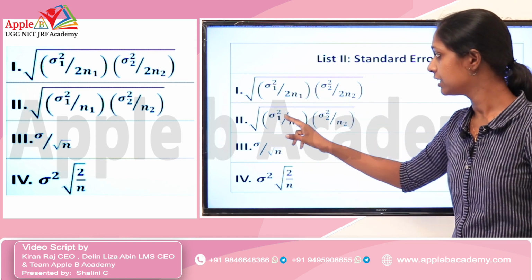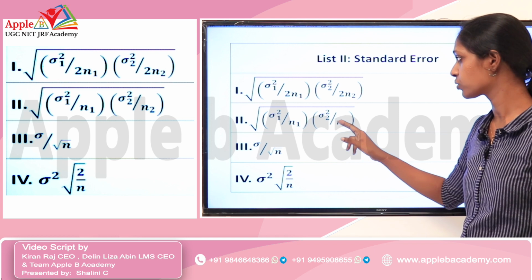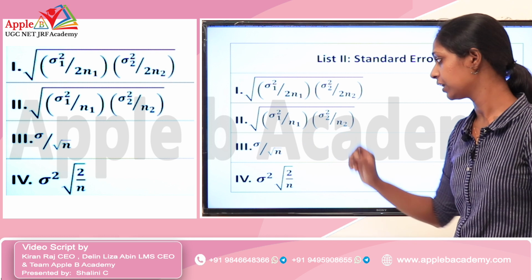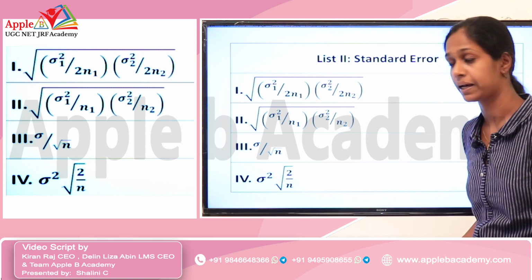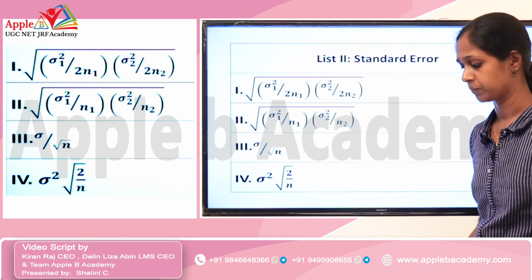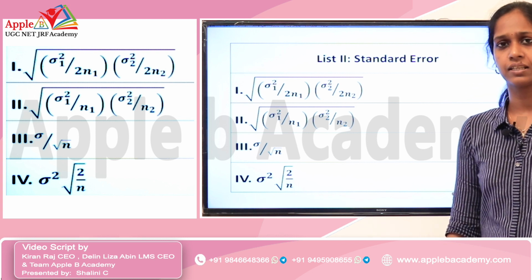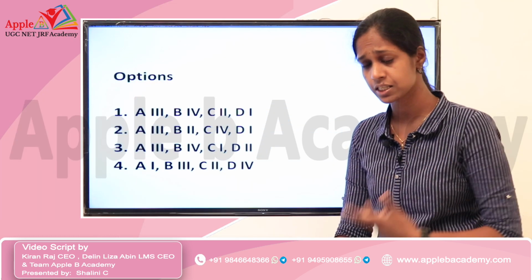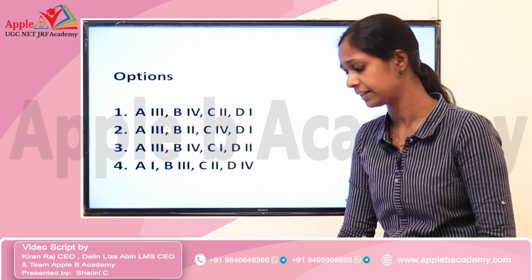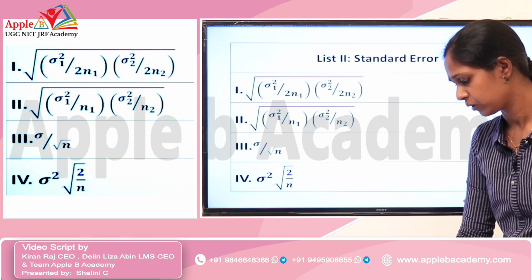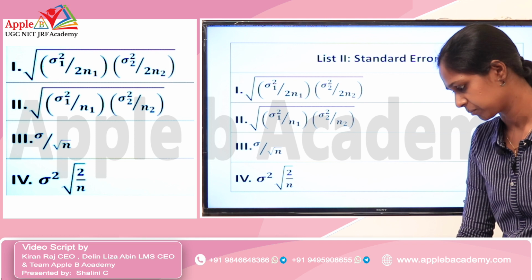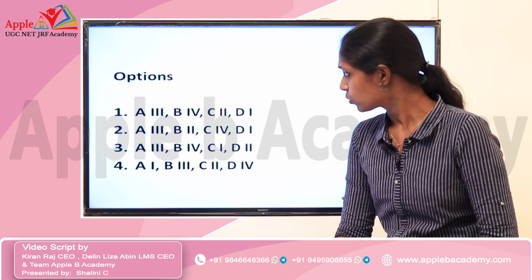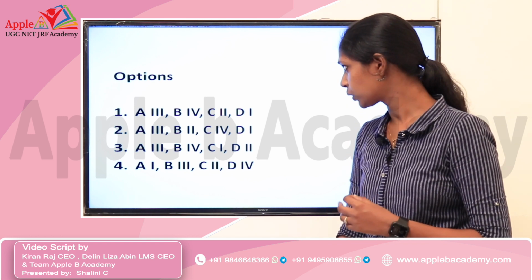Secondly, we have the square root of sigma 1 square by n1 and sigma 2 square by n2. Thirdly, we have sigma by root n, and fourth we have sigma square root of 2 by n. So this is basically a match between the statistic and the standard error. It is a direct question, we just have to match the respective statistic to their respective standard error. When we look at this question, we can clearly see from the options that it is option 1. So, A3, B4, C2 and D1.